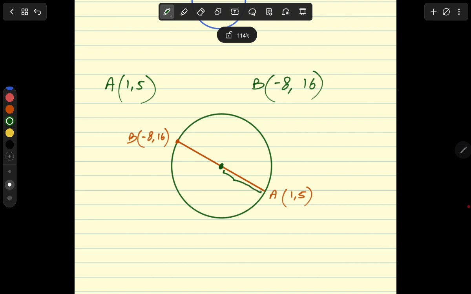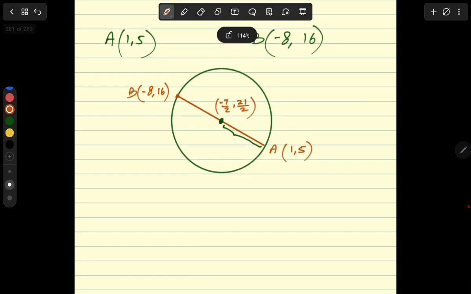Now, we learned in our earlier lessons that the midpoint is nothing but the averages of the coordinates. So this is going to be minus 7 upon 2 comma 16 plus 5 upon 2 is 21 upon 2, right? So the center is right here, and the distance is going to be what? The distance is going to be half of the distance AB, right?